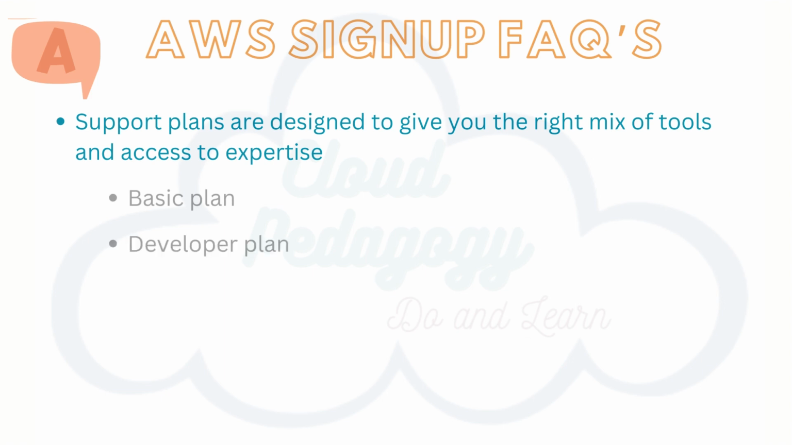Next, Developer Plan. With this plan, you will have email access to AWS support during business hours with 12 hours response time for non-production systems.